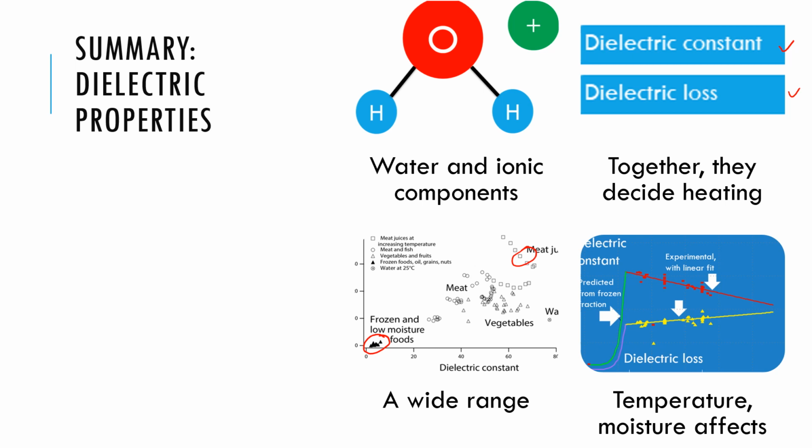And finally, there's temperature effects and moisture effects on the dielectric properties. So with temperature, the properties can change, and especially when there is phase change, the change can be significant. Likewise, with moisture, the properties change significantly. As you reduce the moisture, the dielectric properties, both constant and loss, they go down. So again, these properties alone do not determine the rate of heating inside a microwave oven.